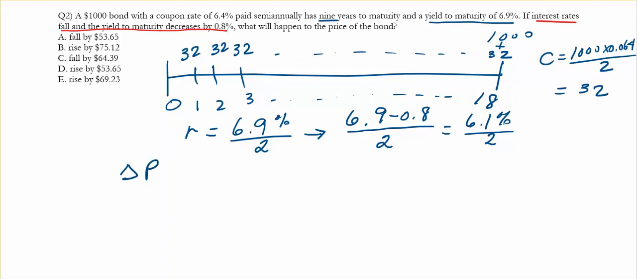And then the change in the price will be the price at the end minus the price at the beginning, where end is the price after the yields fall and beginning is the price before they do. All right, so that's the plan. We need to find what the price is under both those scenarios.